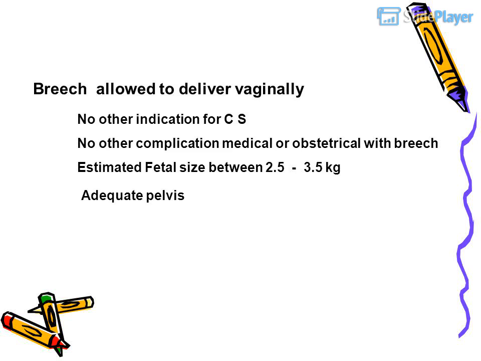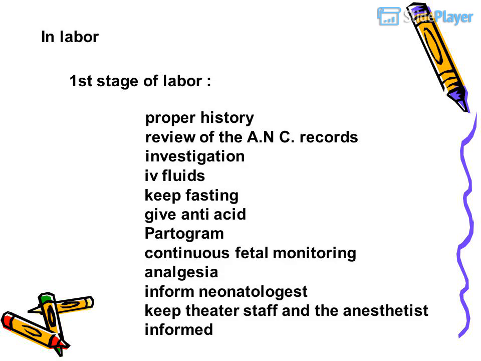Adequate pelvis. In labor, first stage of labor: proper history, review of the ANC records, investigation, IV fluids, keep fasting, give antacid, partogram, continuous fetal monitoring, analgesia, inform the neonatologist, keep theater staff and the anesthetist informed.